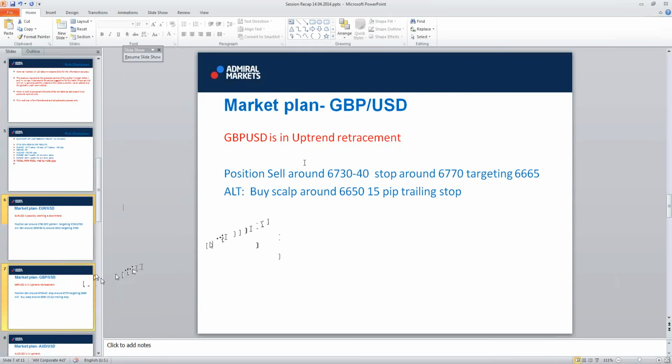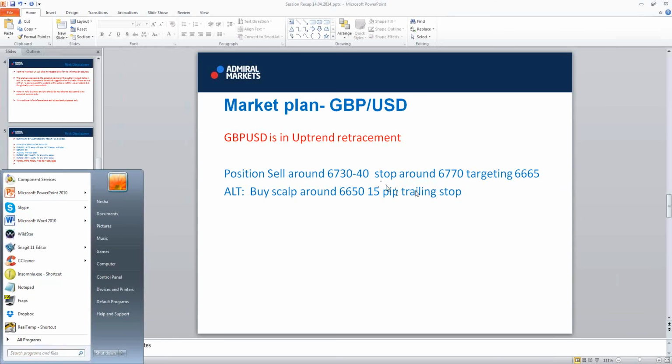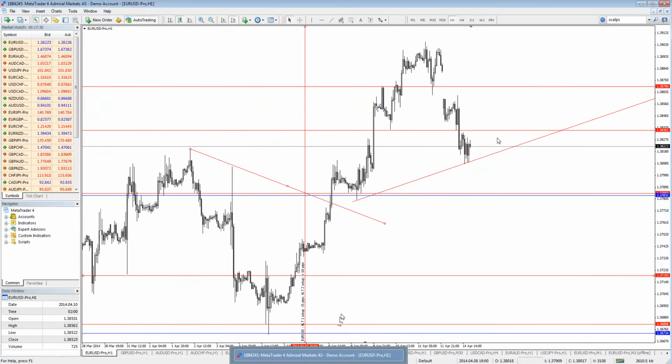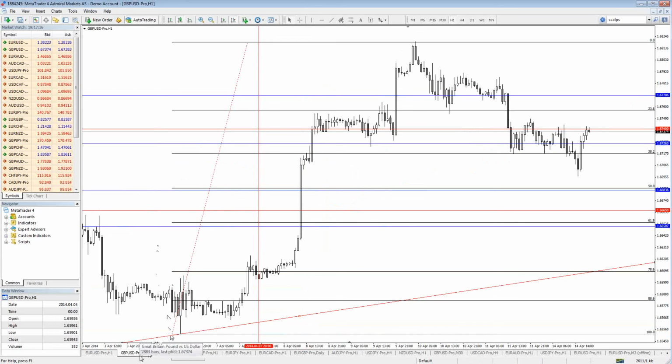For cable, I see a sell around 67.30-40, stop around 67.70, targeting 66.65. Now it's the time to sell if you're selling. I'm not. Now the problem is that it's the end of the day trading. Look at this, we also have a trend line here. It started up and then a downtrend around this zone. When this zone was broken, I can say the downtrend started.